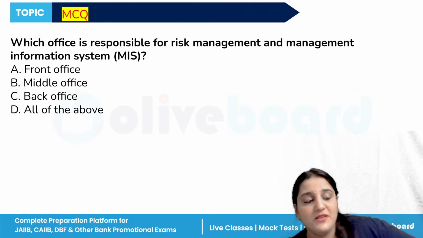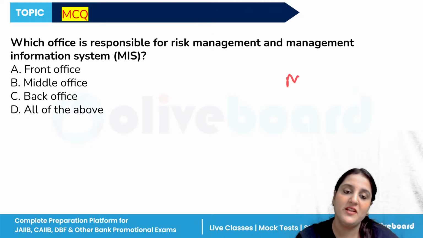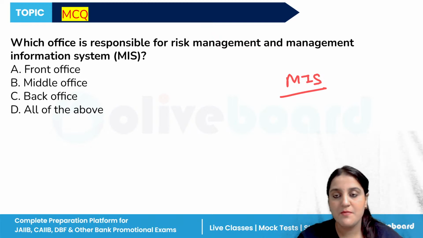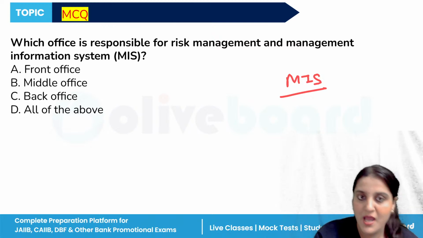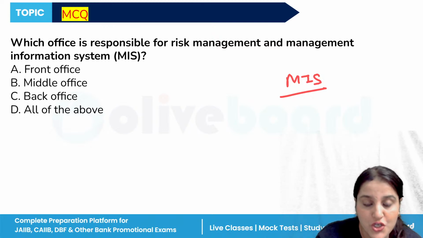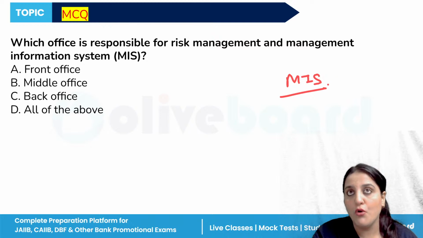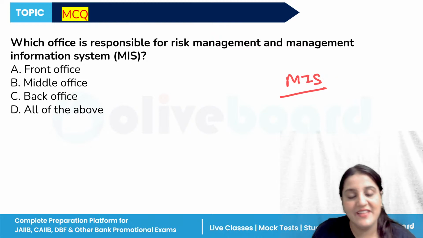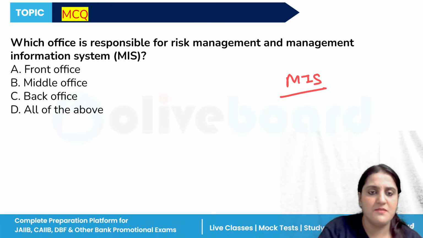Which office is responsible for MIS, management information system? I think middle office is the answer. Banks have a middle office which is responsible for risk management and management information system, and this middle office would ensure treasury compliance with the board approved policies bearing upon forex risk management, investment management and liquidity management.